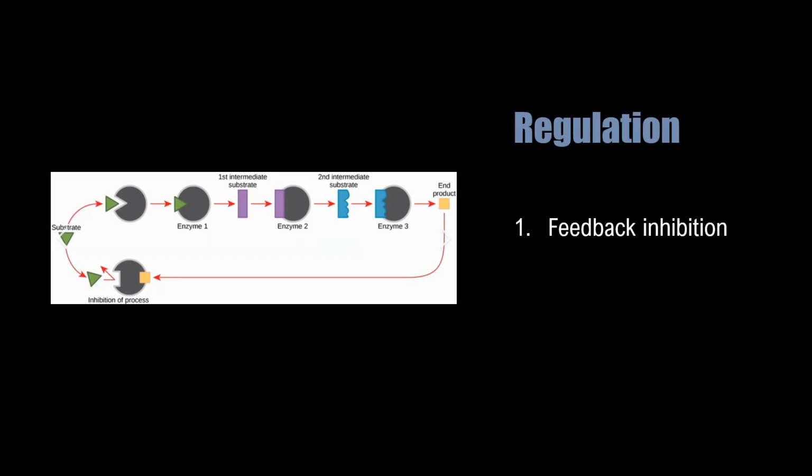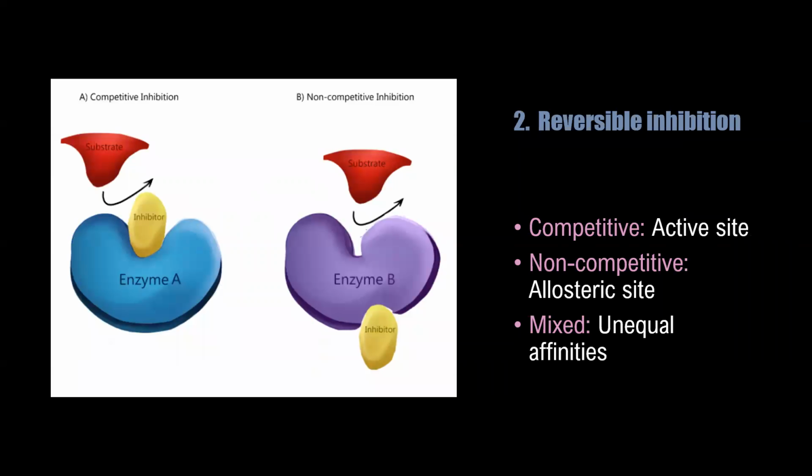The second mode of regulation is reversible inhibition. We have three modes of reversible inhibition. We have competitive, non-competitive, and mixed. So competitive inhibition is where the inhibitor binds at the enzyme's active site, preventing the binding of the substrate. In other words, it competes with the substrate for the enzyme active site.